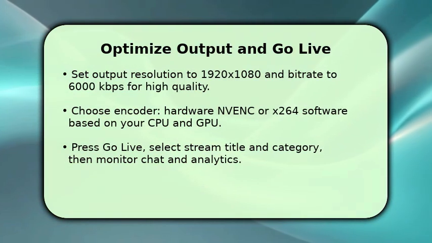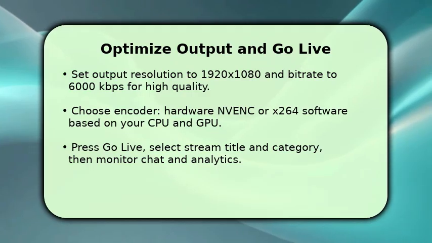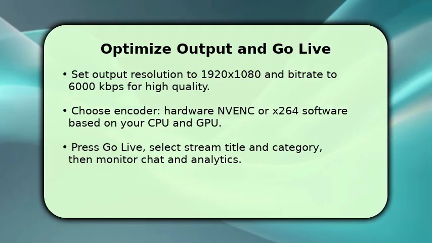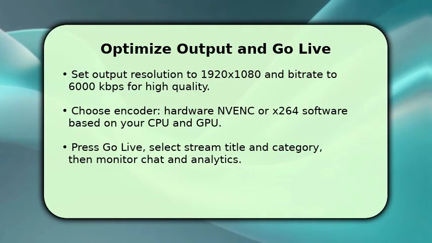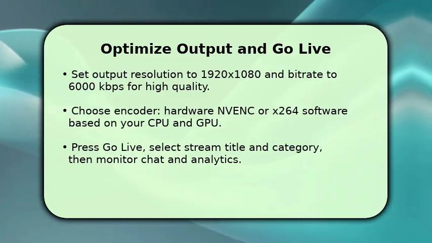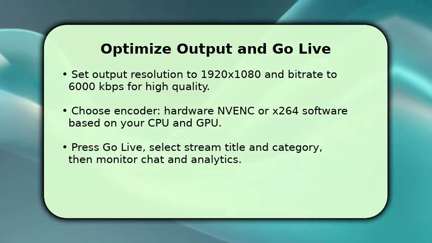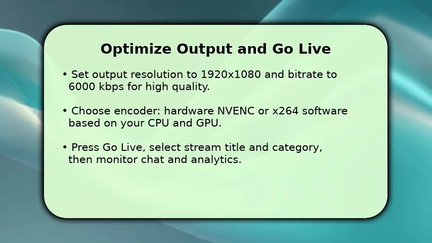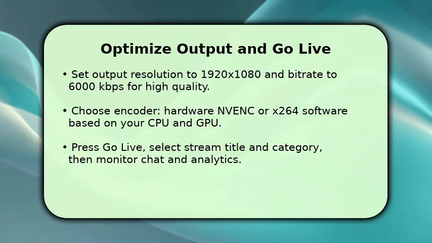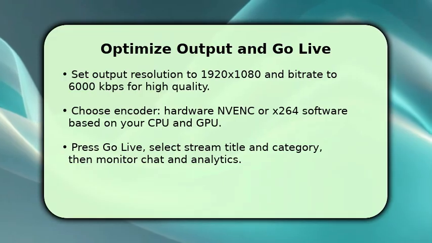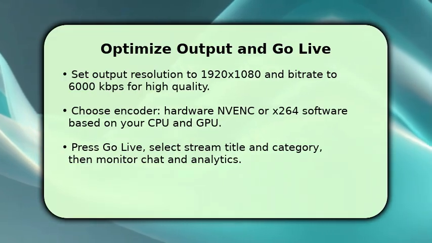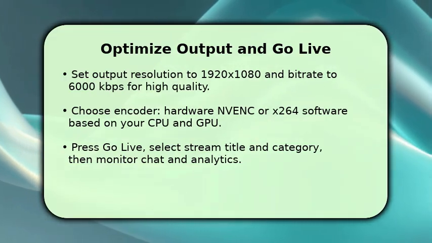Open Settings and set output resolution to 1920 x 1080 and bitrate to 6000 kbps for high quality. Choose an encoder like hardware NVENC for NVIDIA GPUs or x264 software encoding if your CPU is strong. Set frame rate to 60 FPS for smooth motion or 30 FPS to reduce bandwidth.